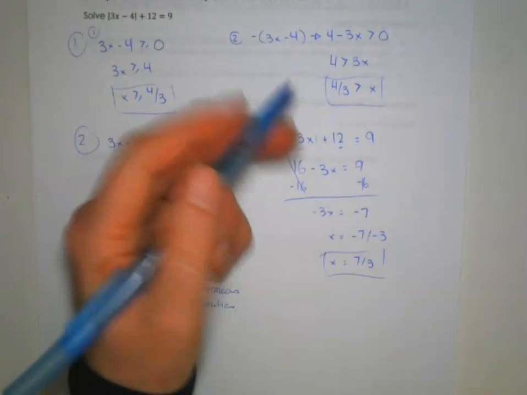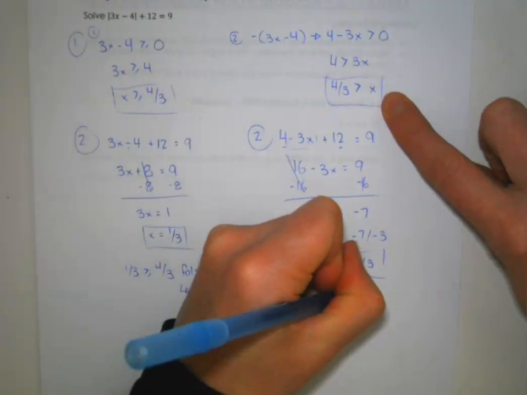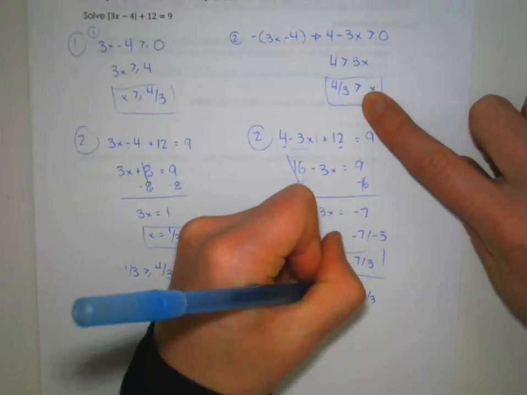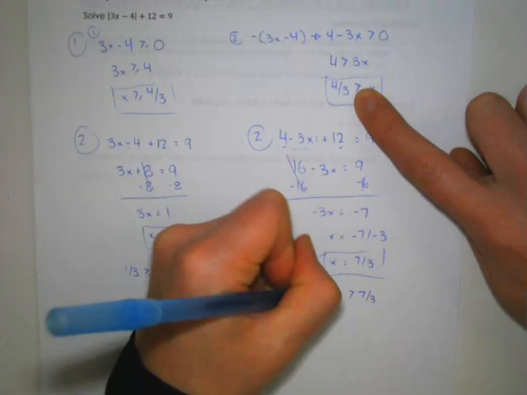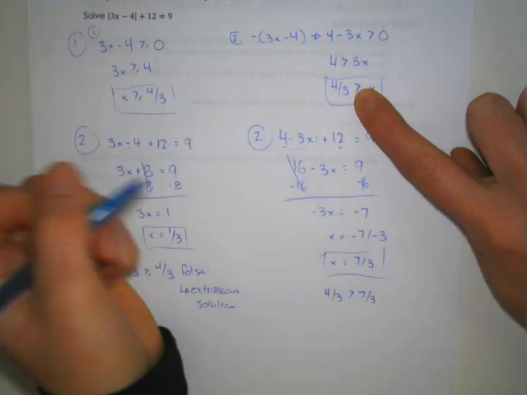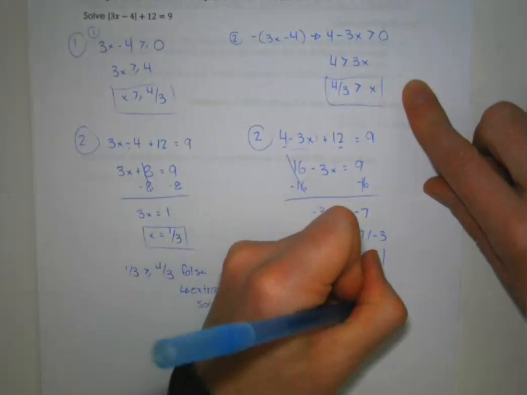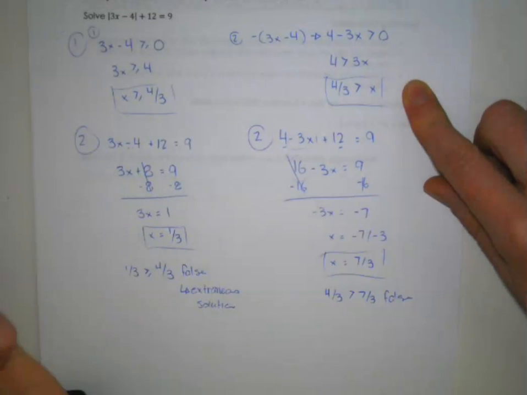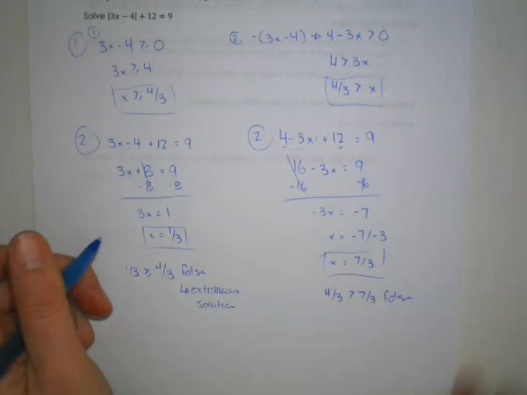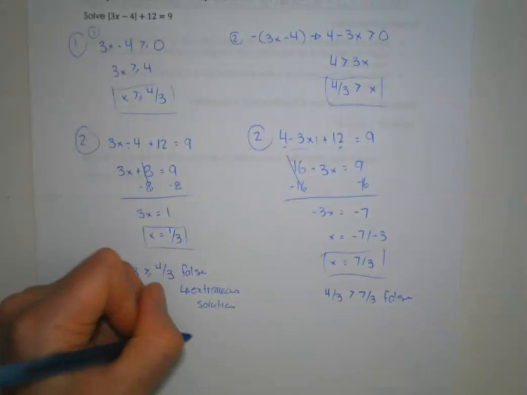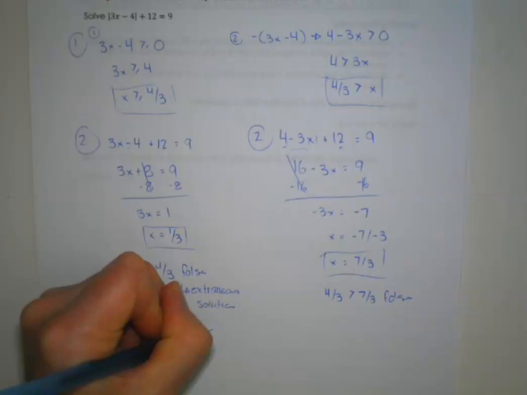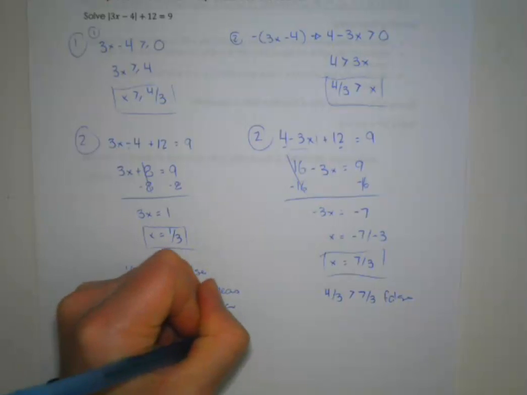Then we want to compare it to our condition. So x is 7 over 3, and that has to be less than 4/3. Is this statement true? It's not, it's false. So that is also an extraneous solution. So in our final statement for this, there is no solution.